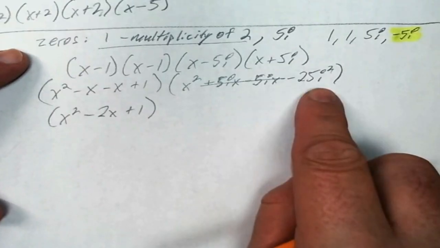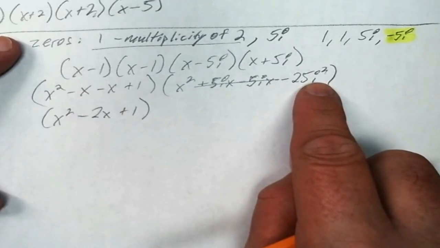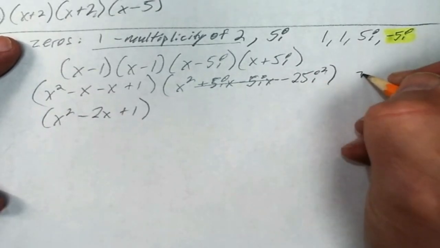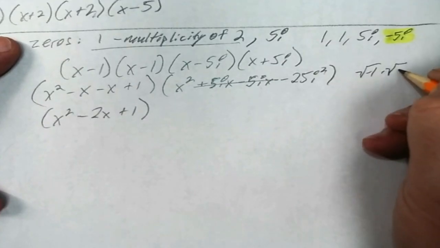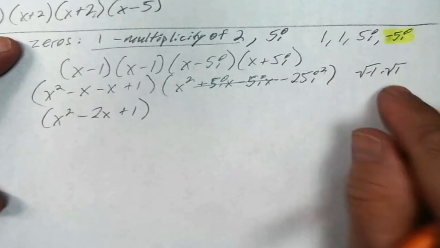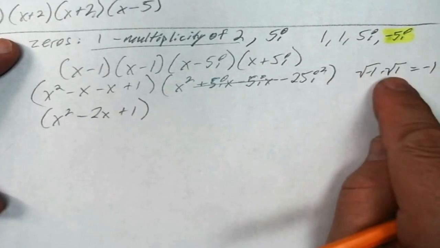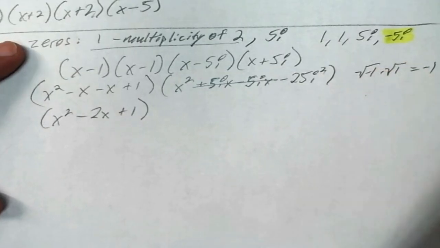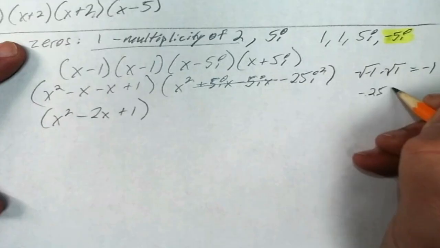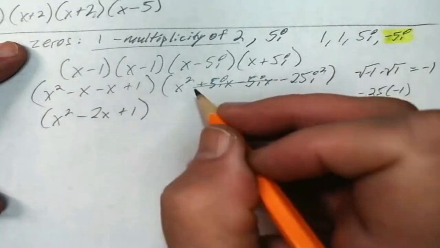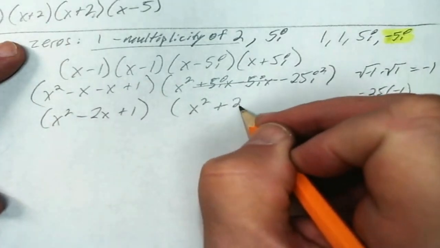And this is -25 times i squared. What is i squared? Well, remember, i is the square root of -1, and we take that times the square root of -1, because that's i squared, that just equals -1. Square root times the square root means you're squaring it, and it cancels out. So this is -25 times -1. So this is x squared plus 25.